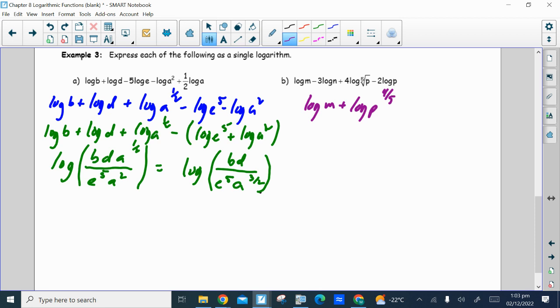Again, the 5th root of P is P to the 1/5. And the 4 comes up as an exponent, so it'll be 1/5 to the power 4. Multiply them, you'll get 4/5. Minus 3 log n is log of n cubed. Minus 2 log p, which is log of p squared.